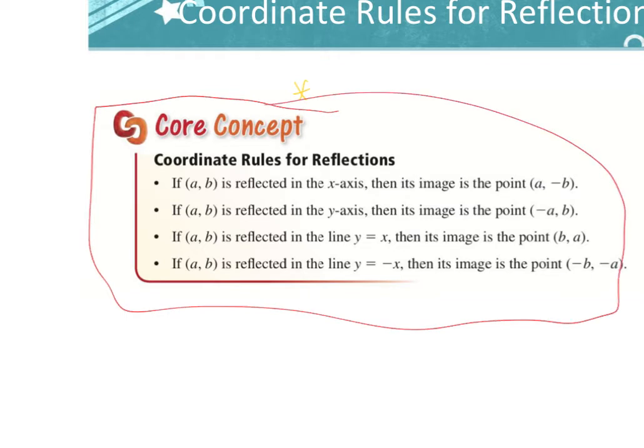If the point (a, b) is reflected in the x-axis, then its image is the point (a, -b), okay? If (a, b) is reflected in the y-axis, then its image is the point (-a, b). If (a, b) is reflected in the line y equals x, then its image is the point (b, a). And if (a, b) is reflected in the line y equals -x, then its image is the point (-b, -a).